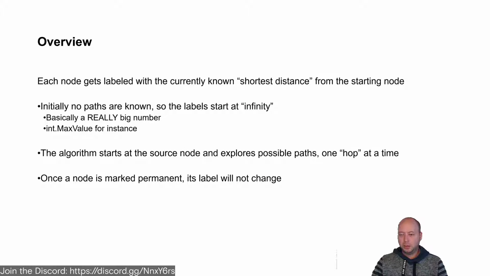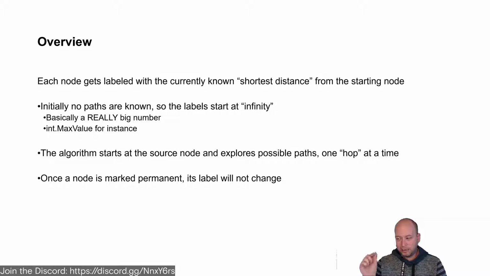So this is how we start. We start with an unvisited set, like we were talking about before. We start off with each node being in the unvisited set with the shortest distance from the starting node. Now, how do we know what that shortest distance is? We don't. For all we know, it's infinitely far away. So we just use a really big number, a number so big that we're guaranteed not to hit it.